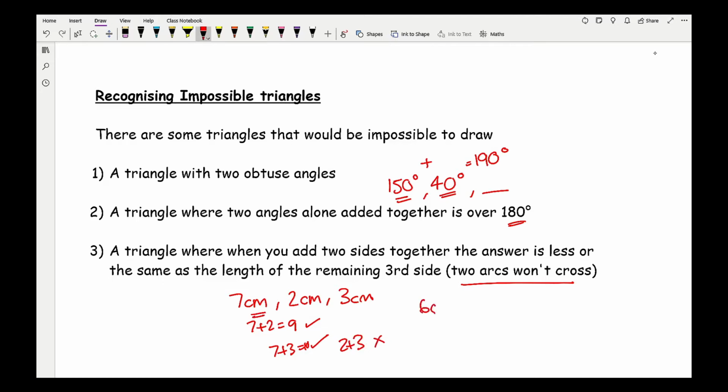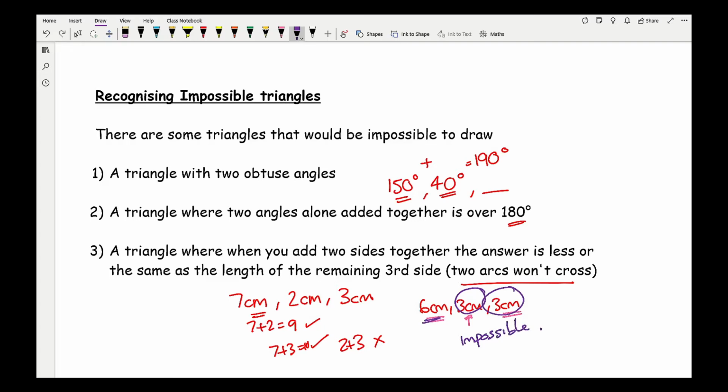Again, likewise, if I had 6 centimeters, 3 centimeters, and 3 centimeters, if I added these 2 numbers together, it would be bigger than the third side. If I added these 2 sides, this one and this one, it would add up to a total that's more than this side that I've not used. However, if I used this side and this side, that equals 6, and that's not bigger than the remaining side. So therefore, this would also be an impossible triangle.